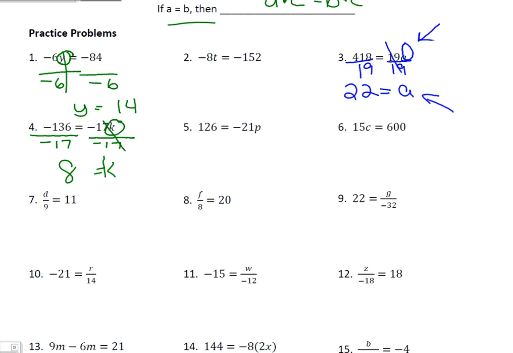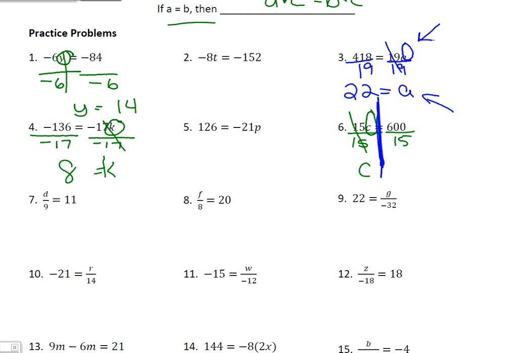Same thing on number 6. What they did to C here, this time I have C, was they multiplied by 15. The opposite of multiplying by 15 is to divide by 15. So my 15s here will cancel. And if I divide my left side by 15, I divide the right side by 15. Remember, what I do to one side, you have to do to the other. If it helps you to draw that line down here with the equal sign, that way you can see both sides, you can do that.